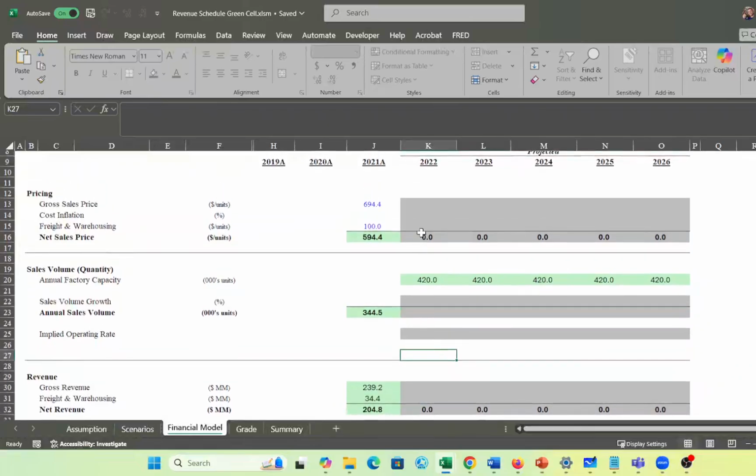All right, next, let's go back up to pricing again. Let's start plugging some numbers in. We got the gross sales price. That's going to be in our scenarios page. We're making an assumption, not on the assumption page, but through the scenario page, of how much we believe the estimated forecasted price will be.